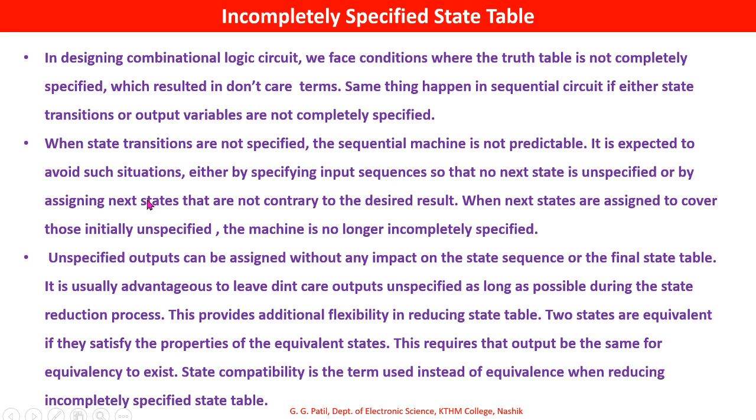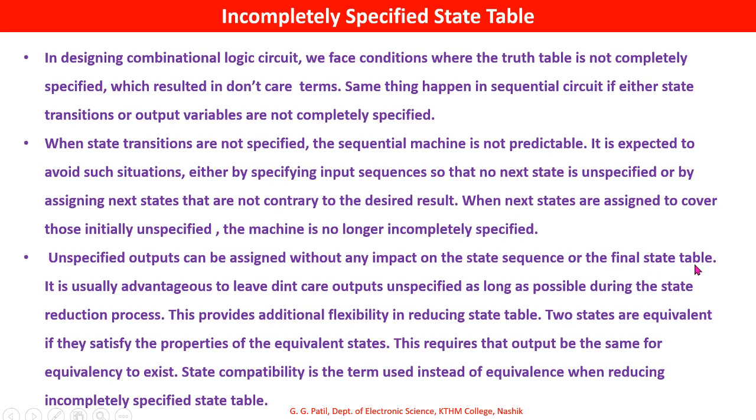It is expected to avoid such situations either by specifying input sequences so that no next state is unspecified, or by assigning the next states that are not contrary to the desired result. When next states are assigned to cover those initially unspecified conditions, the machine is no longer incompletely specified. The unspecified outputs can be assigned without any impact on the state sequence or the final state table.